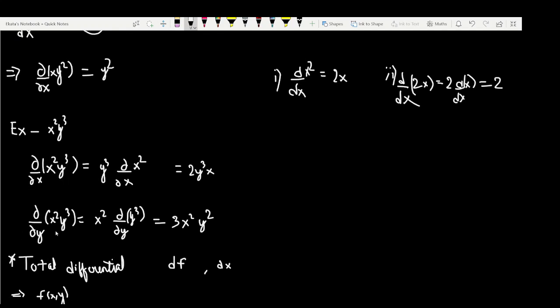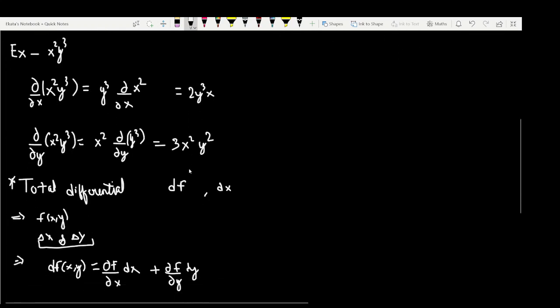The operator del by del y treats x squared as a constant, and del by del x treats y cubed as a constant. Put this out and do the differentiation. This is the notation of differentiation when we are differentiating more than one variable. So that's okay. This is the partial differentiation.